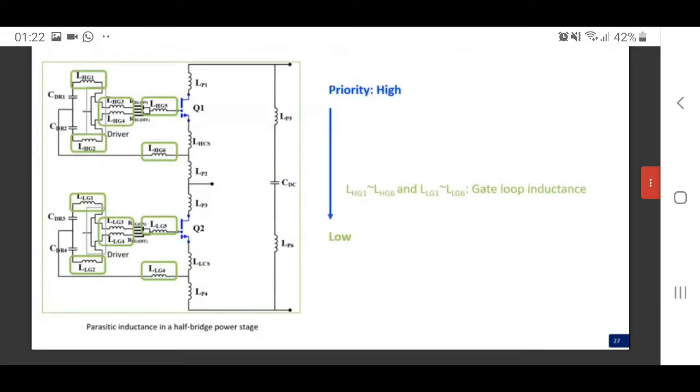Okay, time to talk about the gate loop. The gate loop inductance might be the most famous inductance you have heard about GaN. There are also some monolithic solutions integrating the drivers and GaN devices together on one chip. In these cases, the gate loop inductance will be minimized. So what's the difference? Let's look at the effect of the gate loop inductance.